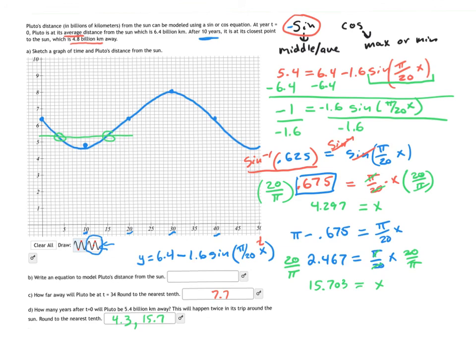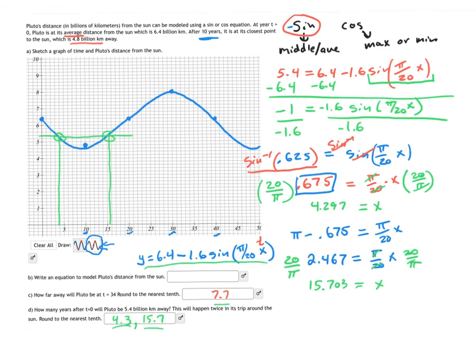So when I look at my, just sketching my graph, when I draw this down, it looks like that's about 4.3, it's somewhere in there. And then this one, when I put this one down, if I go straight down from here, that's about 15.7. So my graph matches up with what my equation does.